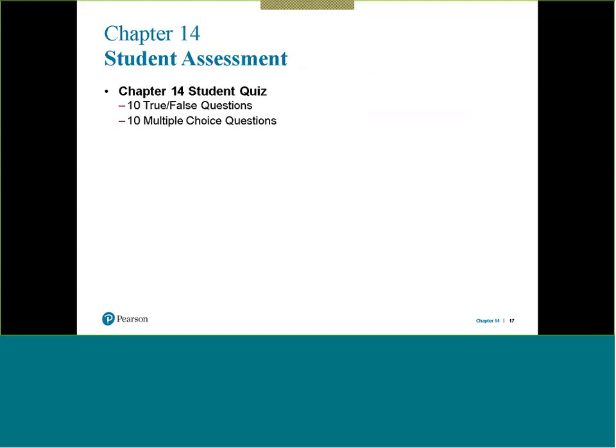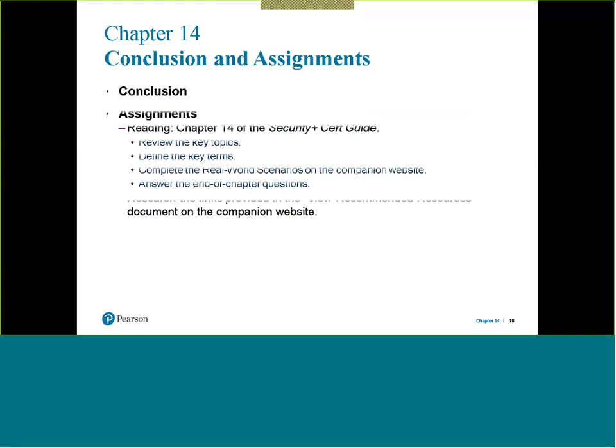All right, so in this chapter, there's 10 true, false, and 10 multiple choice. Now that the labs are working, go back and be sure you do the labs for this because you're going to look at some of the different types of encryption.